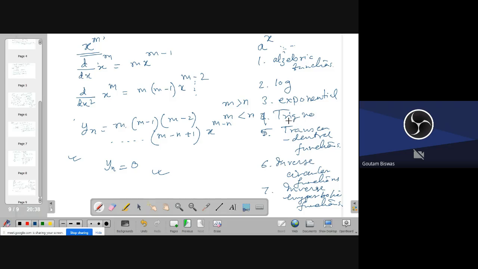And trigonometric functions are exponential functions. In case of exponential functions, hyperbolic functions come into play because it involves the exponential part. Okay. So from next class, I shall start doing higher order derivatives as well.